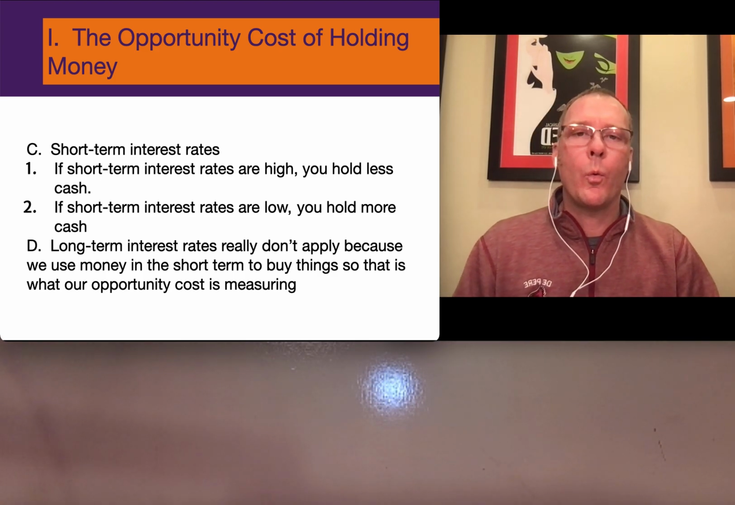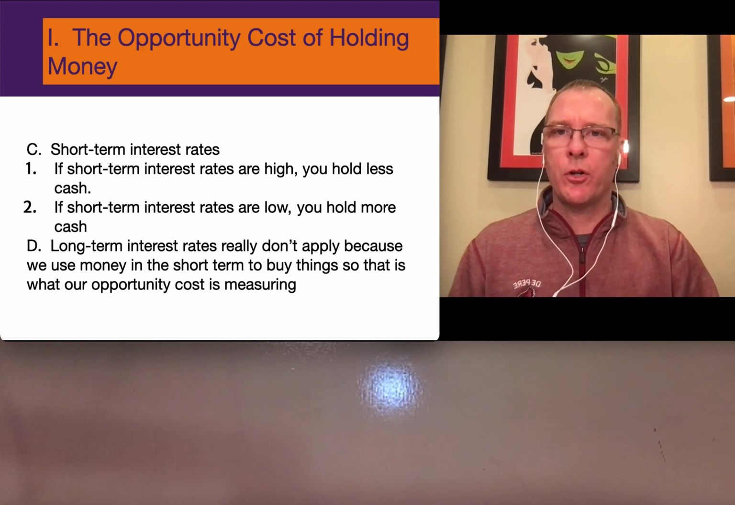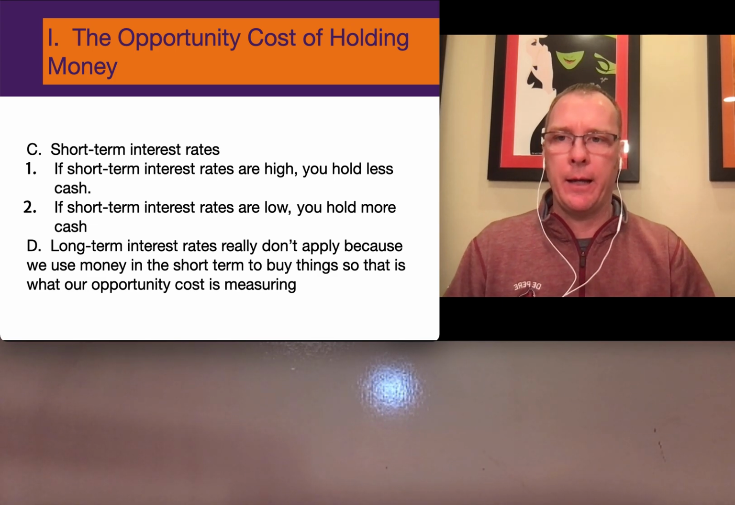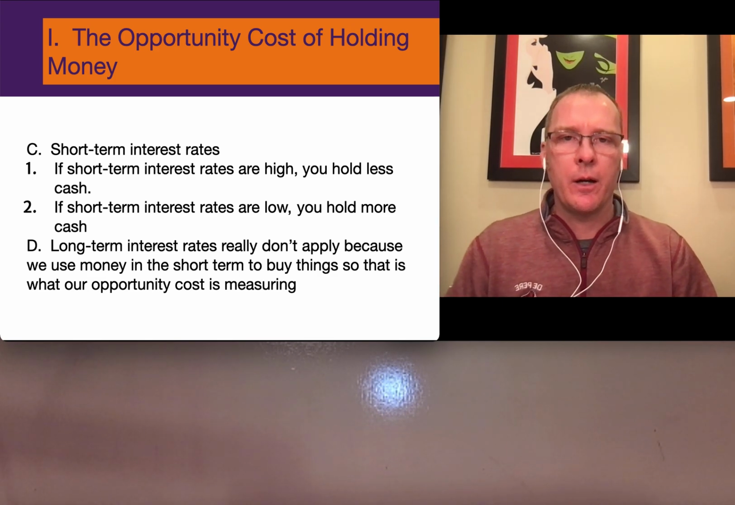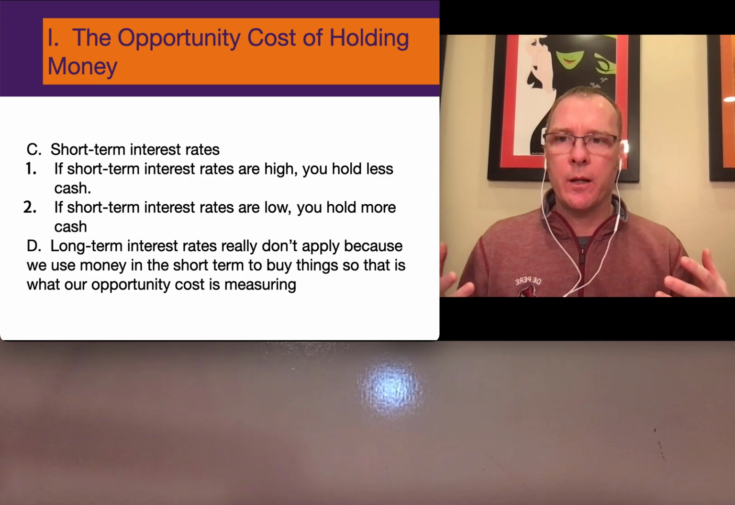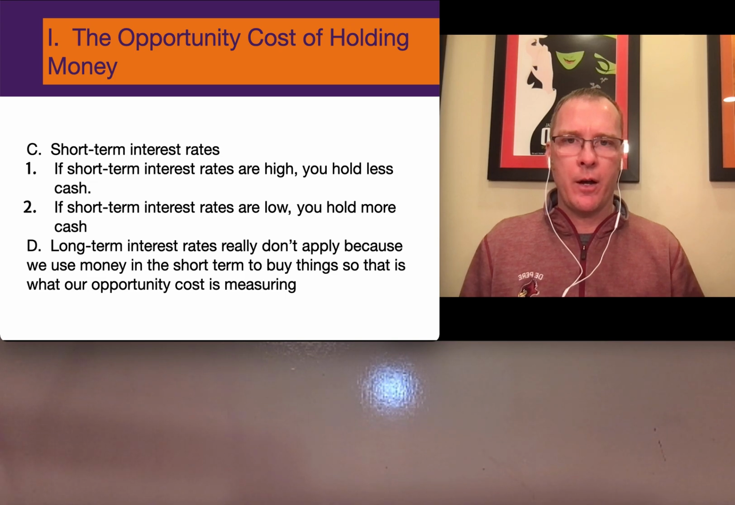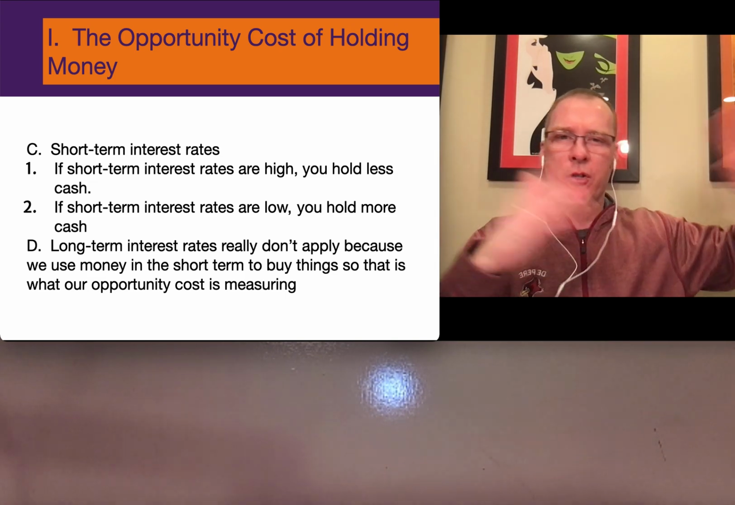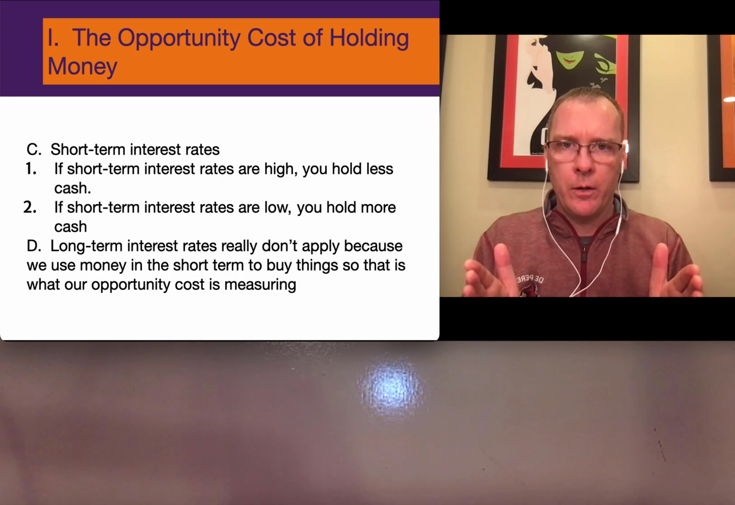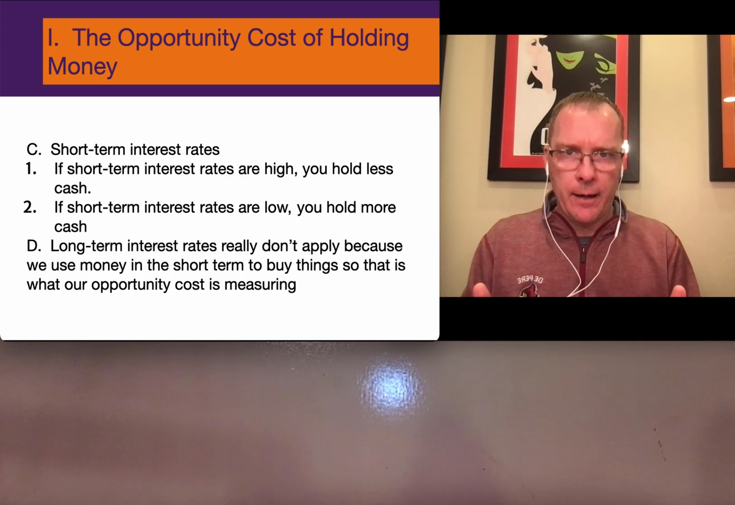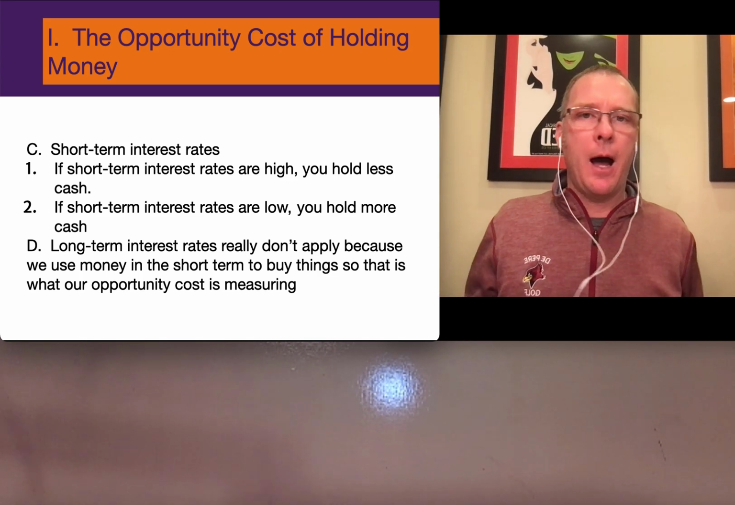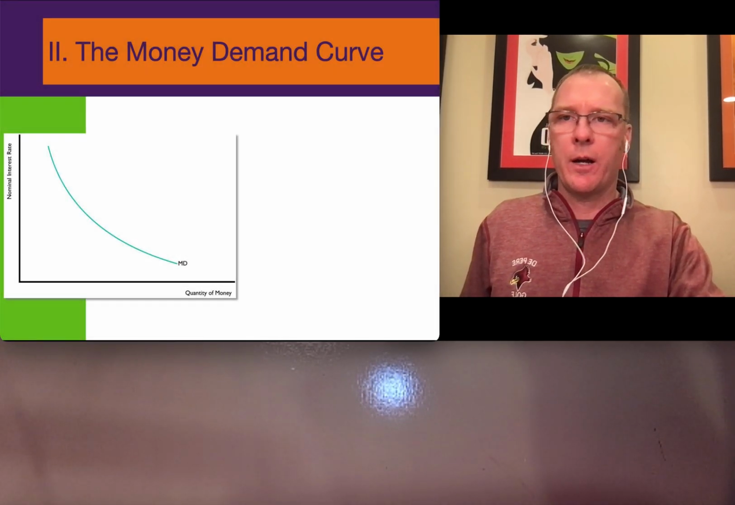We only really worry about short term interest rates. The reason is because when we're buying stuff, we're buying it now. So when you look at D over there and it says long term interest rates really don't apply, we use money now. We're not really measuring the opportunity cost from some future dollar amount. It's like, do I want this now? Should I go borrow and get it? If my interest rates are low, I might go do that. If my interest rates are high, I might not. So short run is what we're talking about.